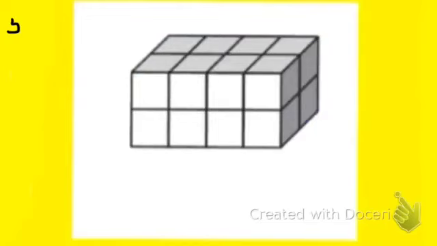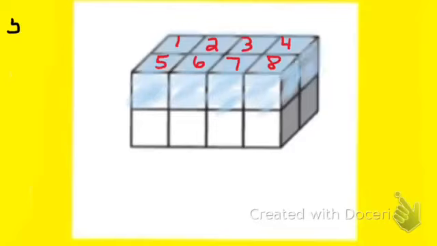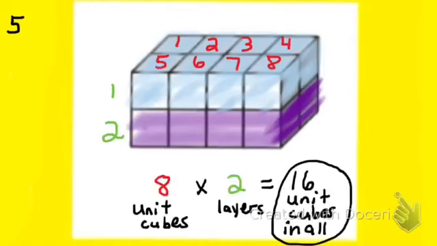So if I was going to tackle this problem, and I was going to look at just one layer, I might choose to look at the bird's eye view, which would let me see all of these faces. That's 1, 2, 3, 4, 5, 6, 7, 8 faces. And I know that all of these are side faces of those same cubes. So on the top layer, there are 8 faces. But I have a bottom layer as well, and I know it's the same number of cubes on the bottom layer. So therefore, I would say 8 unit cubes times 2 layers equals 16 unit cubes in all. But let's look at it another way.